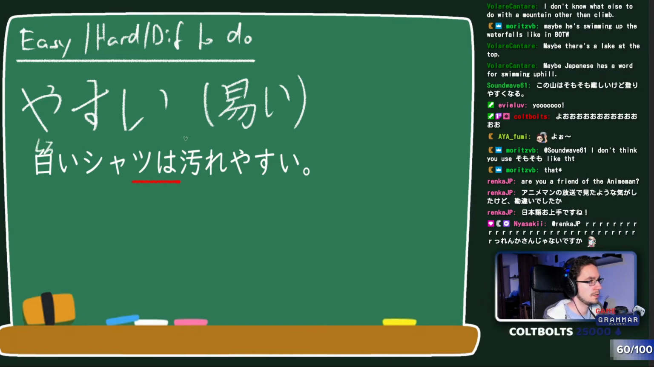白いシャツは、汚れやすい. This just means that white shirts are easy to stain. 汚れる means to get dirty or to stain. So, 白いシャツは汚れやすい. White shirts are easily stained. They easily get dirty. That's basically it.